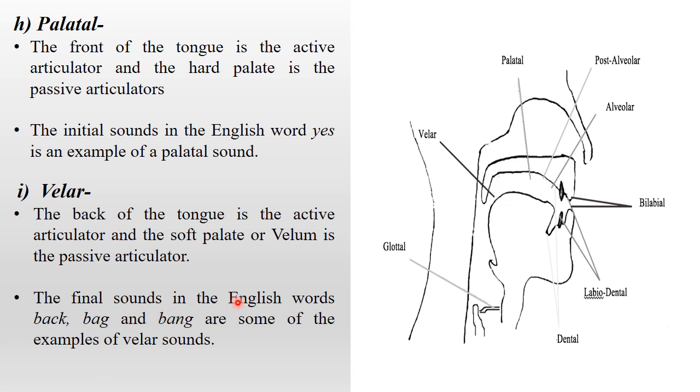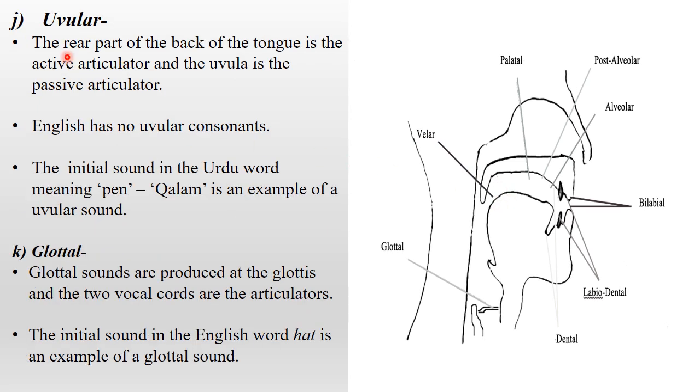The sounds in the English words back, bag and bang are some of the examples of velar sounds. What happens is, when you produce the sounds k, g, the back of the tongue is raised and it goes in contact with the soft palate. It goes up and comes in contact with the soft palate, or the velum, and hence that sound is called a velar sound.